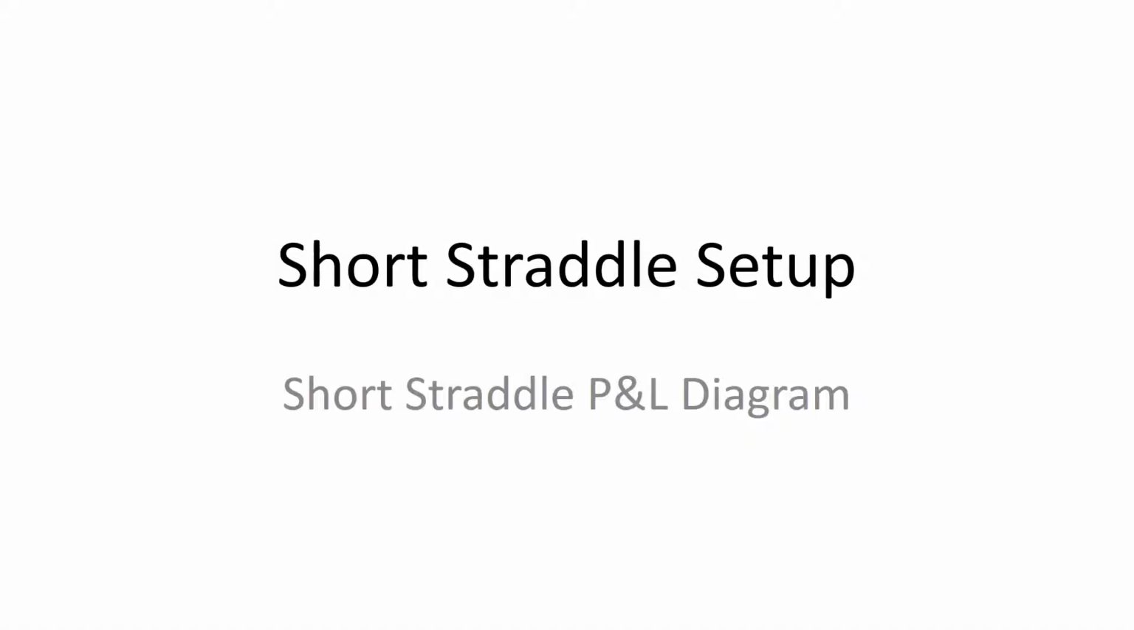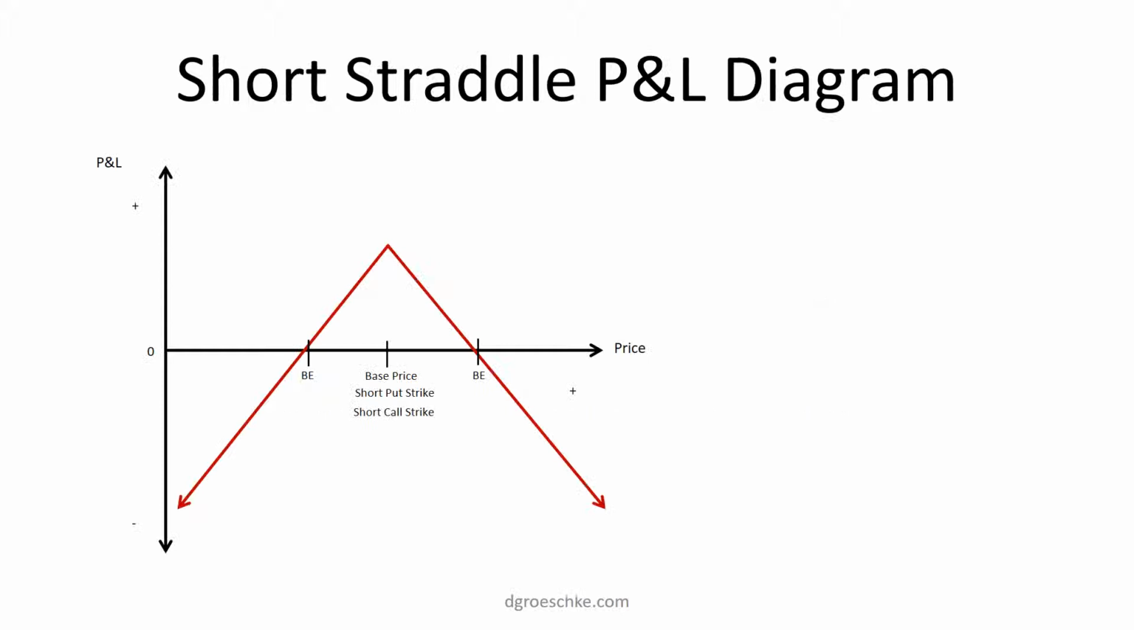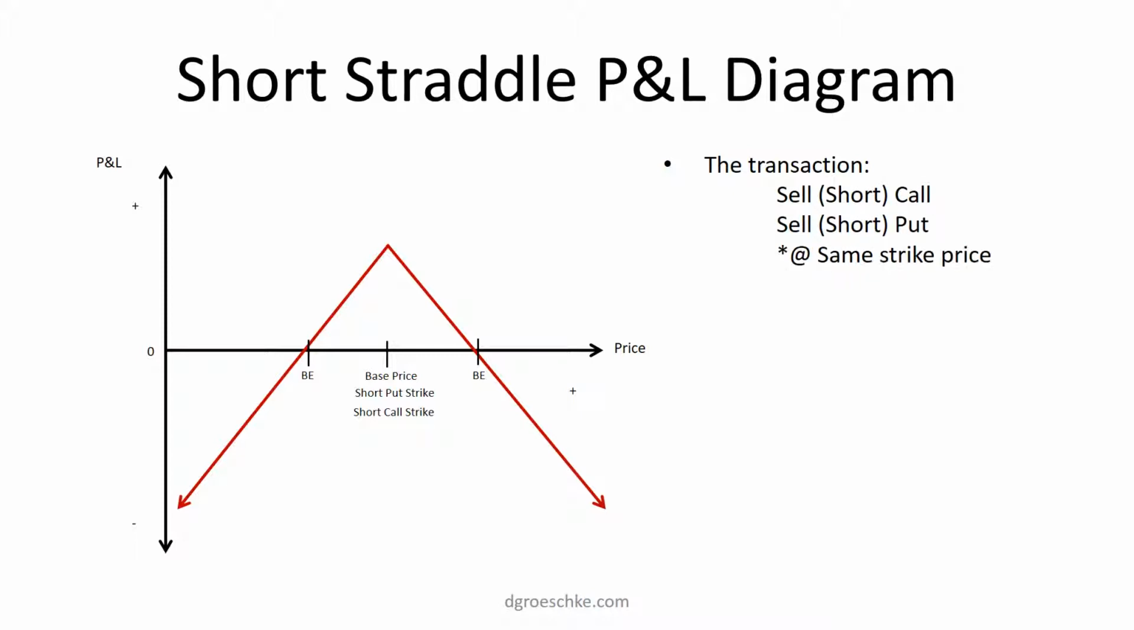This video will touch on the short straddle setup and its profit and loss opportunities. Selling straddles typically involves simultaneously selling a call and a put of the same strike price. Typically, you see straddles sold on the at-the-money strikes, straddles that have a neutral market outlook.